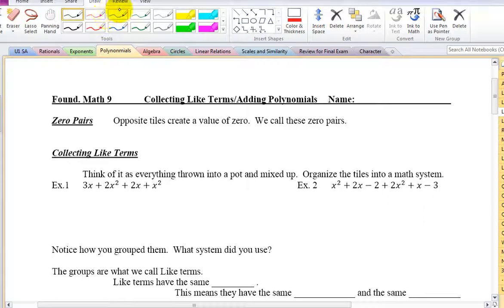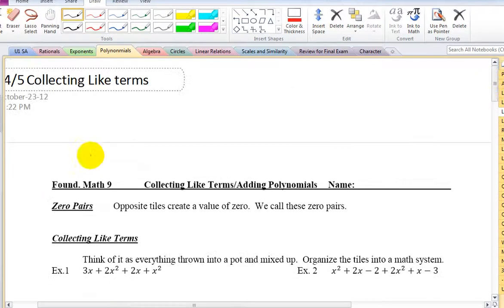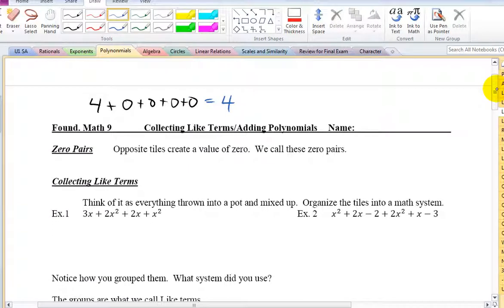So, just to review, we talked about zero pairs. What is the value of this? 4 plus 0 plus 0 plus 0 plus 0. What does that equal? 4. So if I add them or take them away, it doesn't change the value. That's really important for algebra tiles. We use that a lot, even next year when we're doing multiplying and dividing.